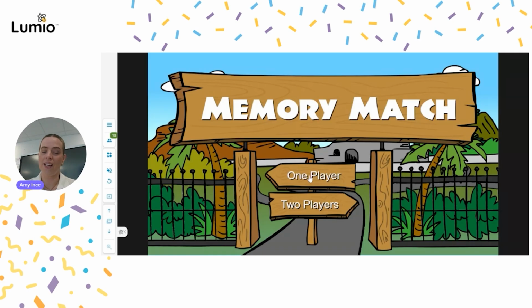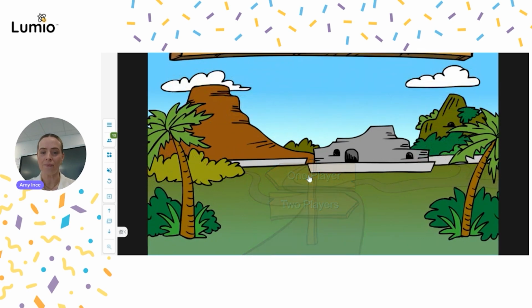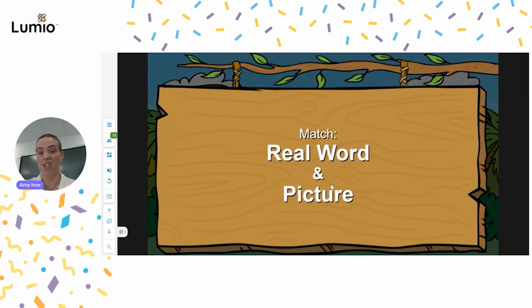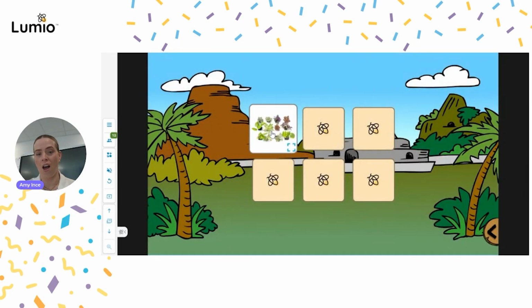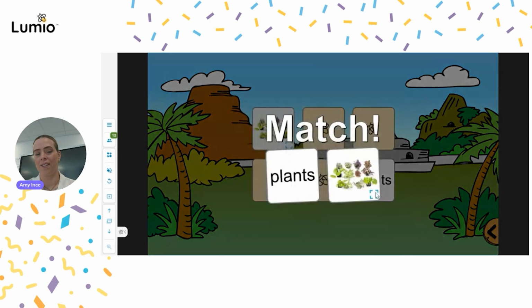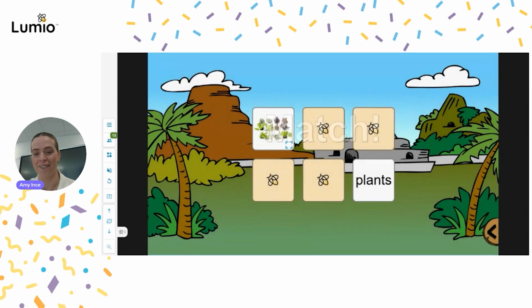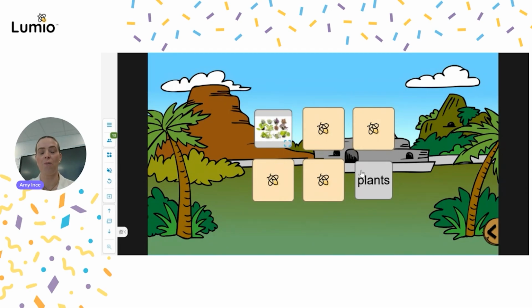So you can select just one player, but we do this in teams. And it is just real words and matching the picture. So they will click on the picture. And another one, oh, look at me. That was lucky. So they just match the picture to the word. We all know this game.